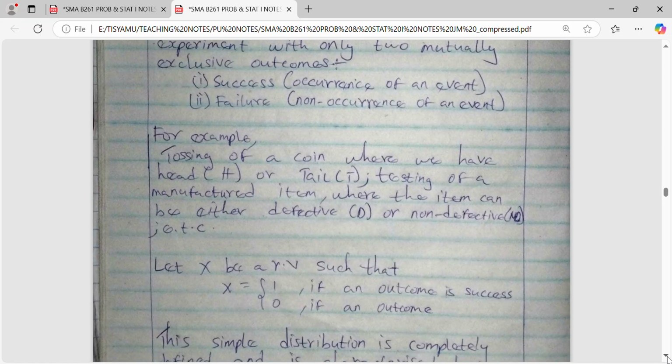In this kind of experiment, when the outcome which I'm looking for occurs, then I'm saying there is a success. Here we give the random variable a value of 1, and if it does not occur, then we give it a value of 0. So we say that let x be a random variable such that x takes the value of 1 if the outcome is success, and takes a value of 0 if the outcome is a failure.